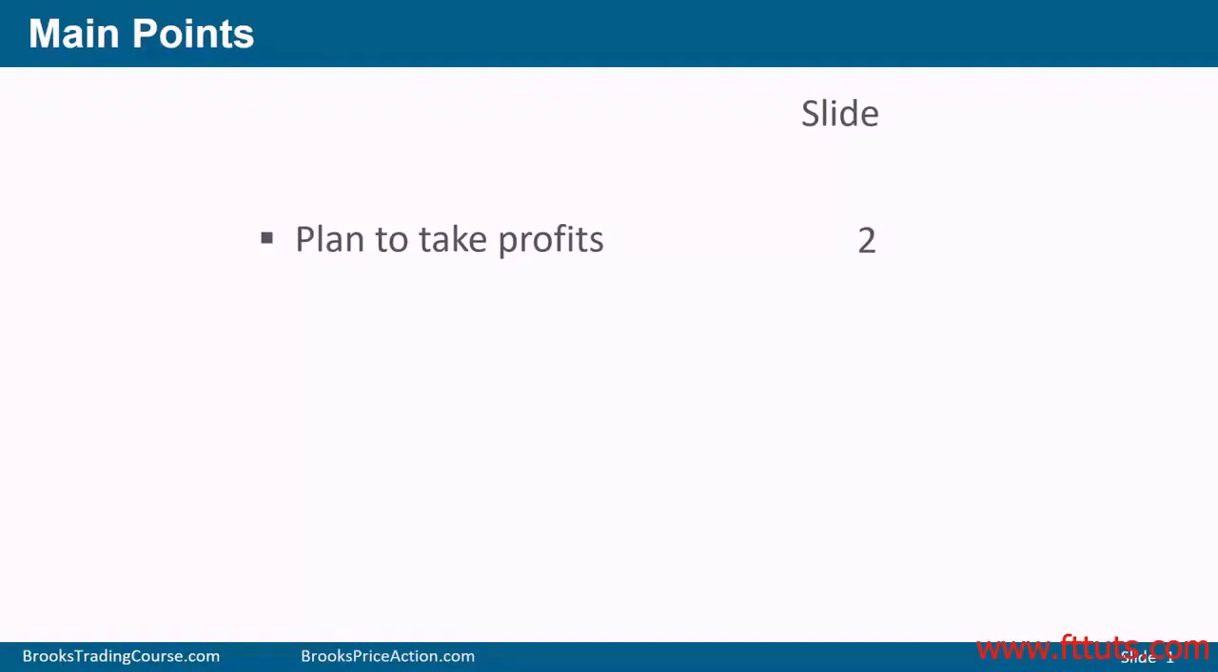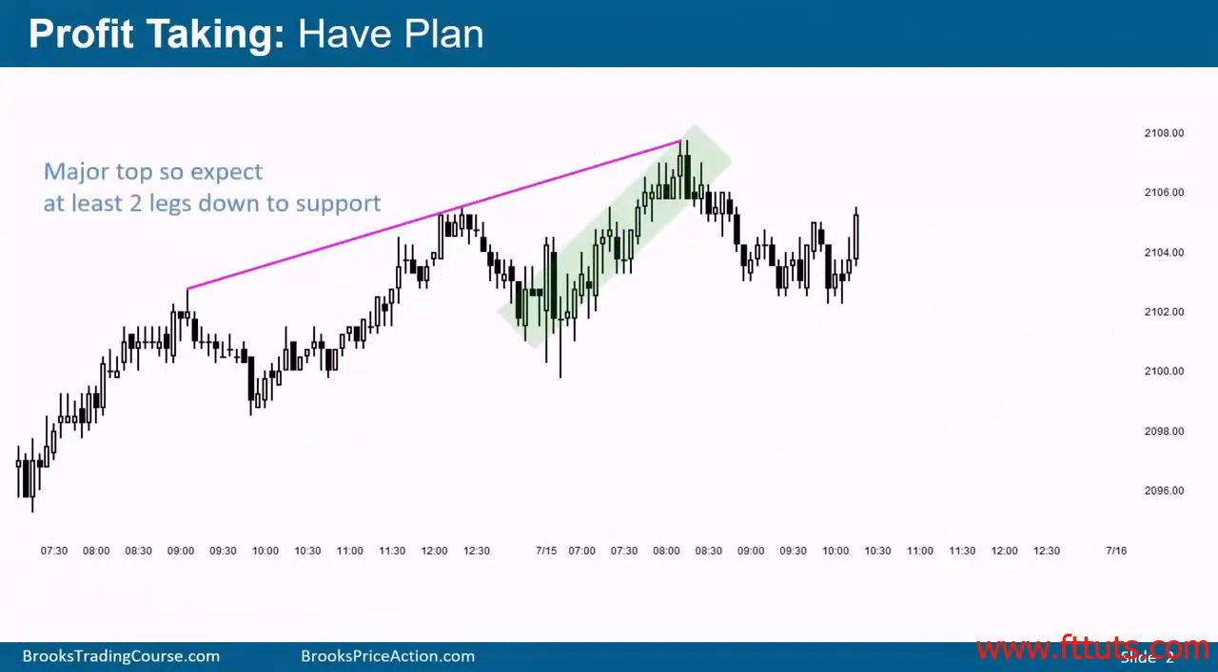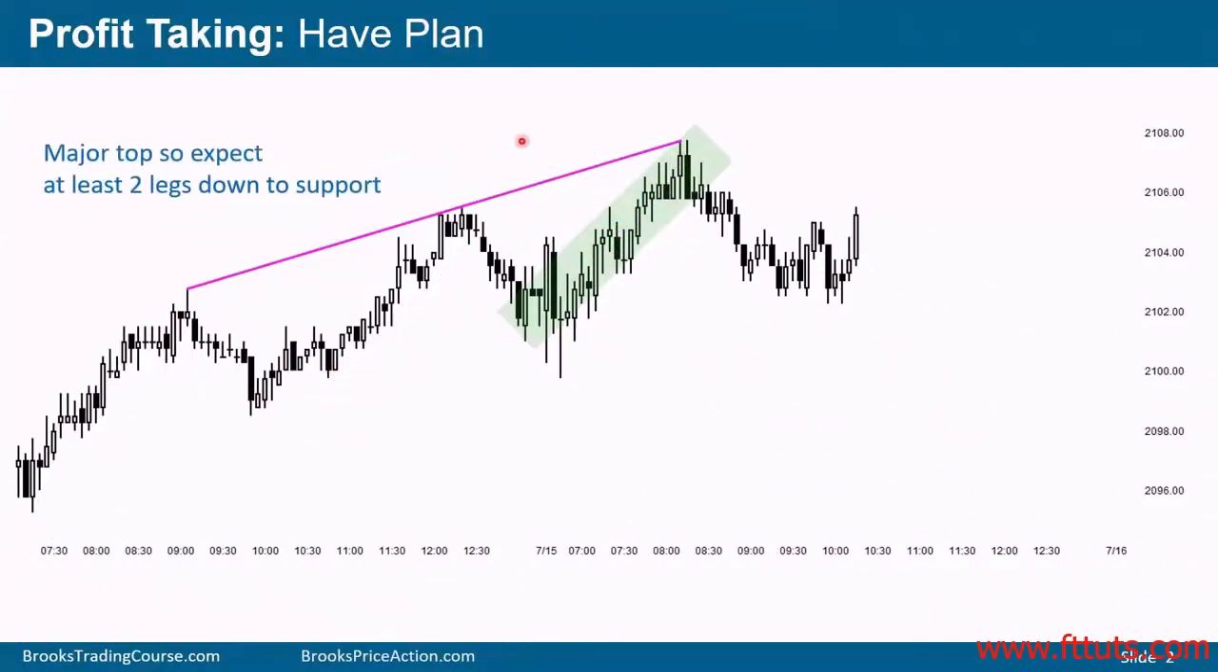Whenever you're in any trade, you always have to have a plan to take profits. Major top, so expect 2 legs sideways to down to some kind of a support level, maybe this high or low, maybe here, maybe all the way to the bottom of this wedge.